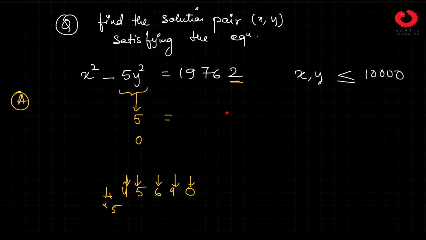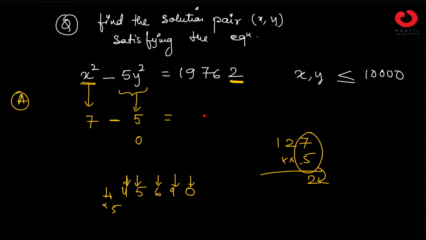So if I want the last digit as 2, then definitely this x square should end with 7. Suppose you have a number like 127 minus 125, I'm just writing it for a while. Suppose any number ending with 5, and the subtraction of the last digits gives 2. So this x square has to end with 7, then only the subtraction will give you 2, or this x square should end with 2, so that when 0 is subtracted from it, it gives 2.